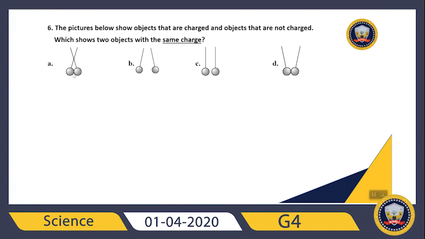These ones are attracted together. This one, yes, these repel each other. Repel means push away or move away from each other. This one is normal, uncharged. It seems that they are not charged. And this one attracts each other, so it will not be this one. So the same charge, like positive with positive or negative with negative, they repel each other. So it will be the second one.